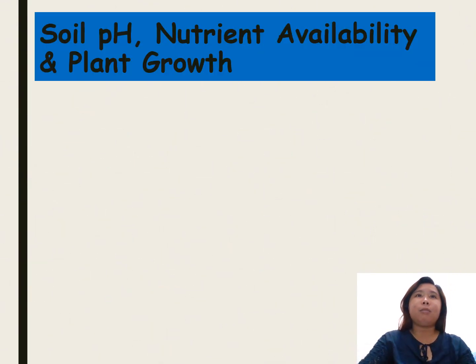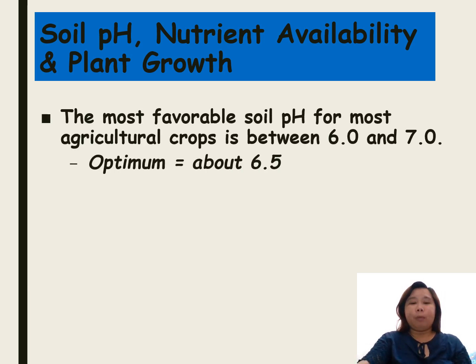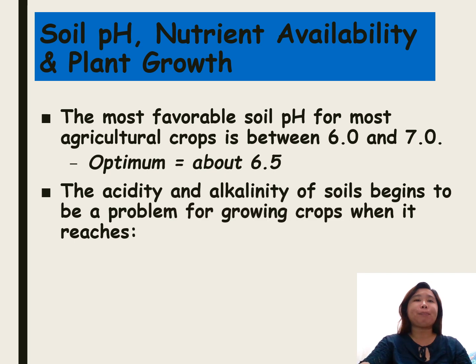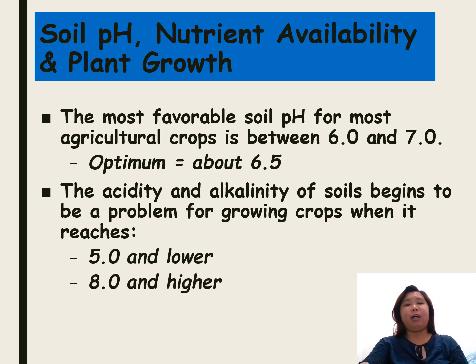Now let's discuss the relationships between nutrient availability and plant growth with the soil pH. By the way, the most favorable soil pH for most agricultural crops is between 6 and 7, and the optimum value for soil pH is about 6.5. The acidity and alkalinity of soils begin to be a problem for growing crops when it reaches the following: pH 5 and lower, pH 8 and higher.